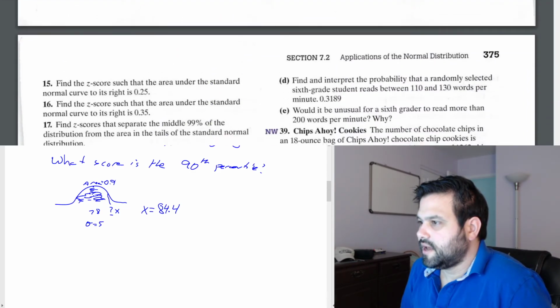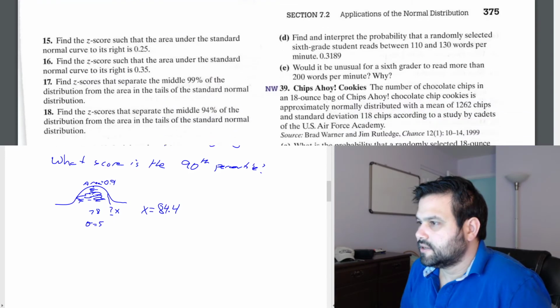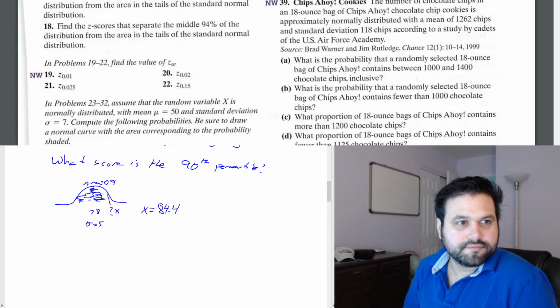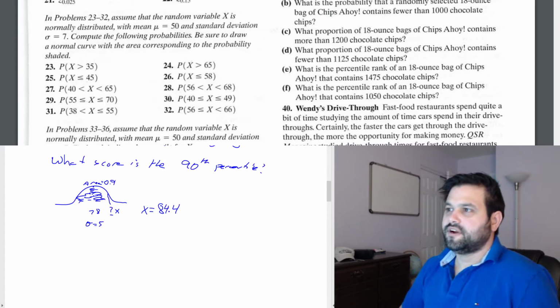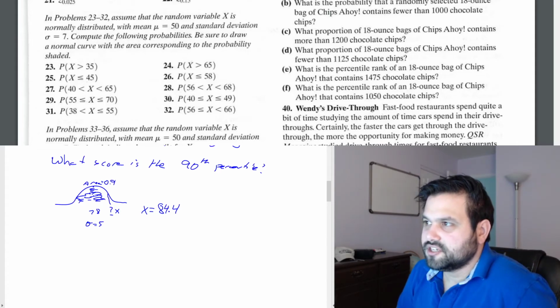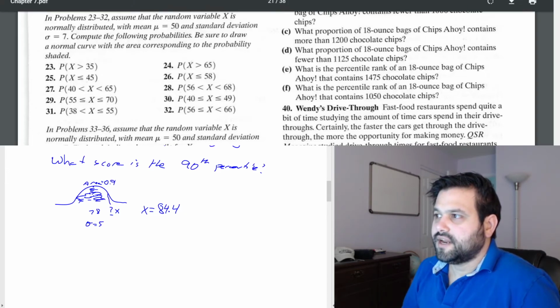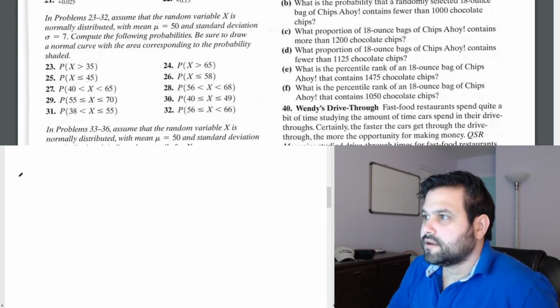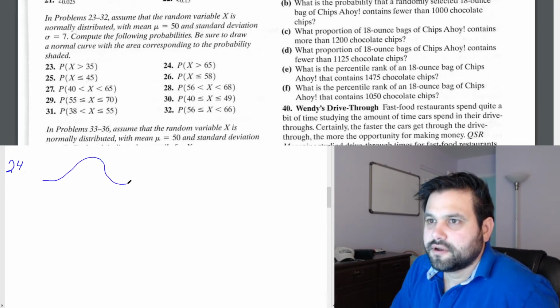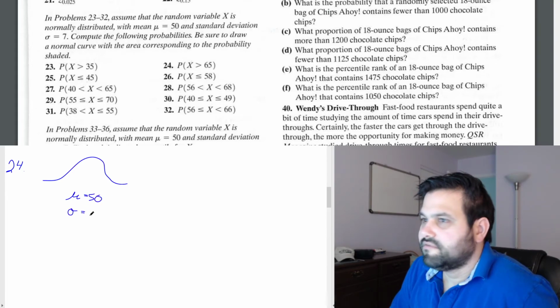Let's take a look at, how about 24? There it is, 24. So in problems 23 through 32, assume the random variable is normally distributed with a mean of 50, standard deviation of 7, and we're going to find the probability that x is greater than 65. So this is number 24. We have a curve. We have a mu of 50, sigma of 7, and we are finding the probability that x is greater than 65.